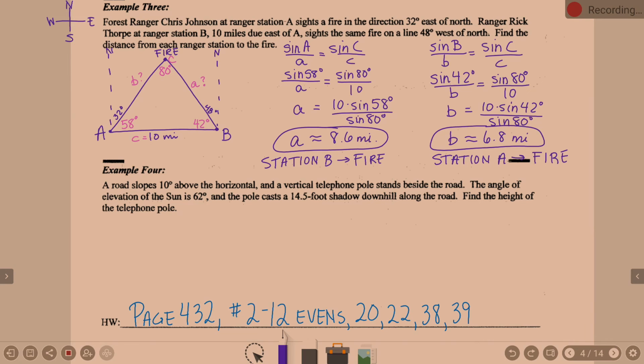Example 4. You need the picture. The good news about example 4 is there's a nice picture provided in the book, and the one like this in homework also has a picture provided, which makes it 100% easier. If you read the problem: a road slopes 10 degrees above the horizontal and a vertical pole stands beside the road. The angle of elevation of the sun is 62 degrees and the pole casts a 14.5 foot shadow downhill along the road. Find the height of the telephone pole.